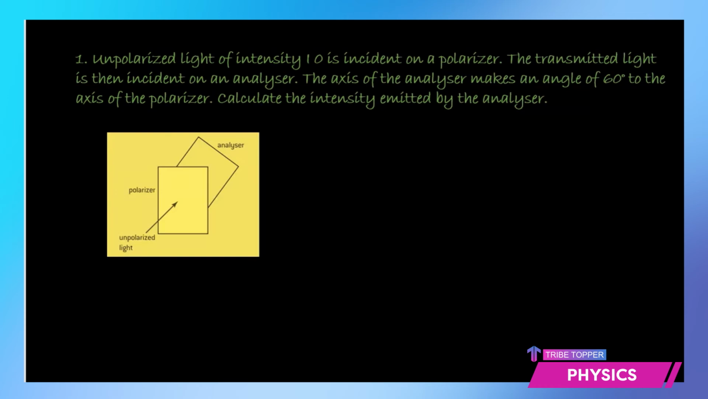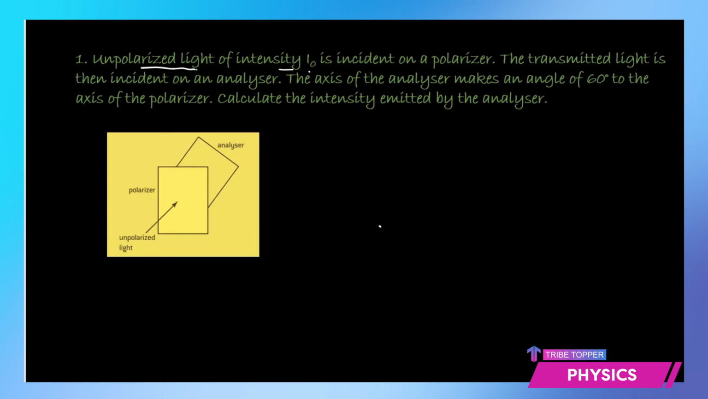So here we have a question which will clarify how to use Malus's law. Unpolarized light of intensity I naught is incident on a polarizer. The transmitted light is then incident on an analyzer. The axis of the analyzer makes an angle of 60 degrees to the axis of the polarizer. So you have theta to be 60 here. Calculate the intensity which will be emitted by the analyzer.